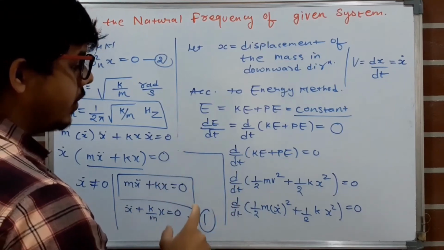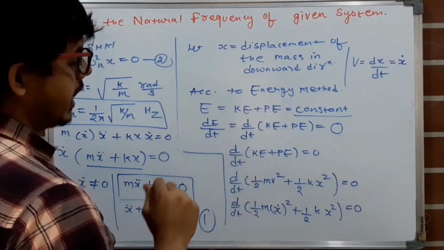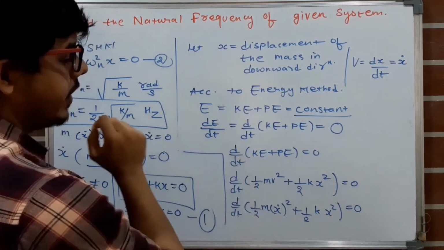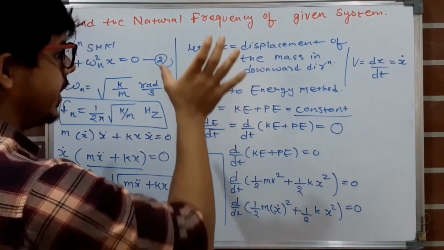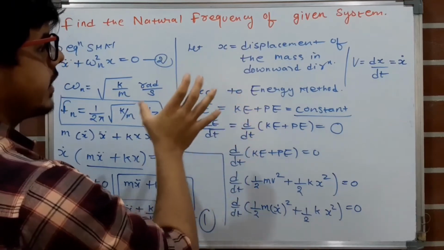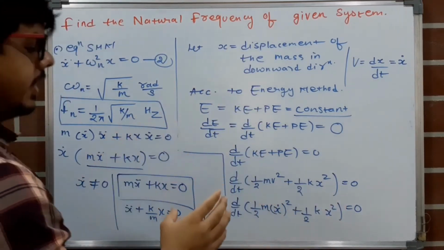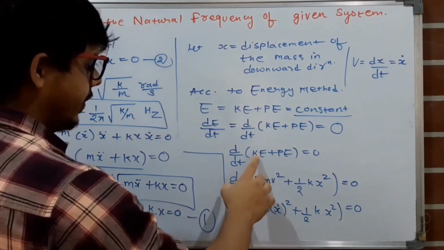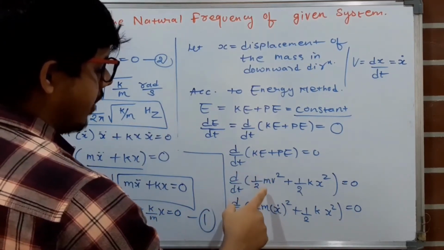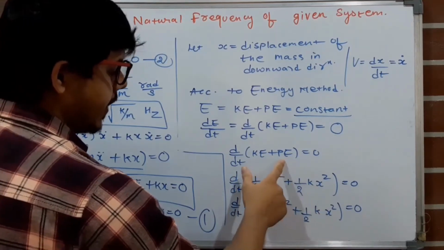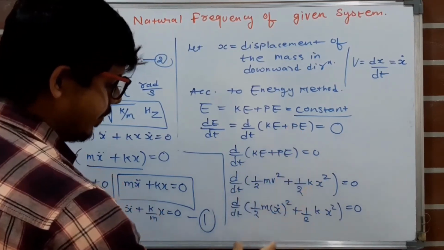Now if you have any doubts about why the gravitational potential energy is not written here, go and see the previous video. In that video we discussed the detailed derivation of why this gravitational potential energy is removed or cancelled. So we write half mv square as kinetic energy plus half kx square as spring potential energy or strain energy.